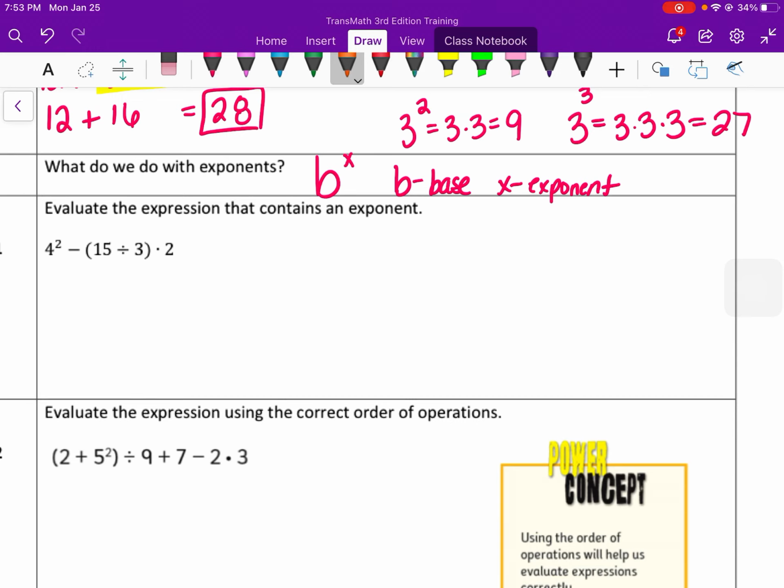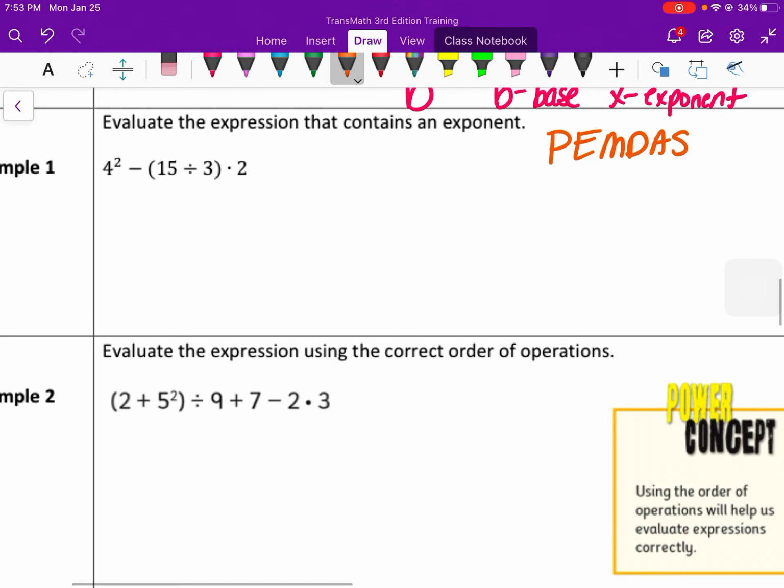So exponents come after parentheses. In PEMDAS, that's parentheses, exponents, then multiply, divide, then add and subtract. So in this expression, we still want to evaluate what's inside the parentheses first. So now I'm going to have 4 squared minus 15 divided by 3 is 5, and then times 2.